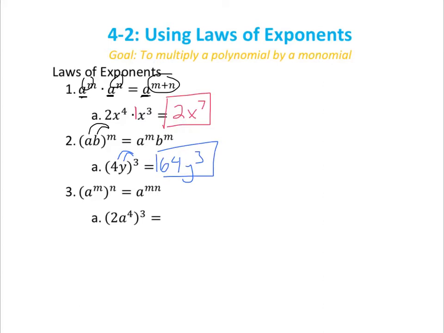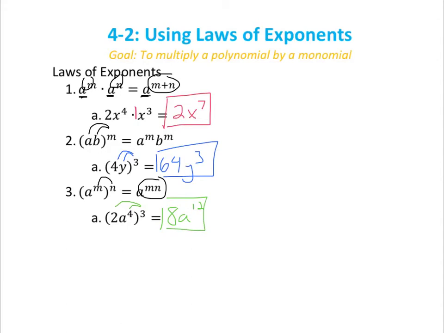And lastly, if you have a power to a power, so we take this power and act it on this power, if that happens, then you multiply them together. So we get a to the mn power. All right, and last example here, we have to, first of all, distribute this. So 2 to the third is 8. Now, a to the 4 times 3, not 4 plus 3, because it's a power to a power. 4 times 3 is a to the 12th.